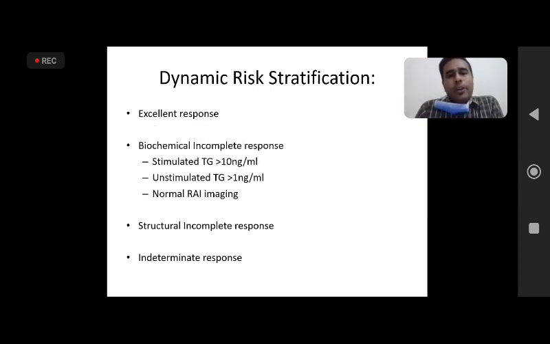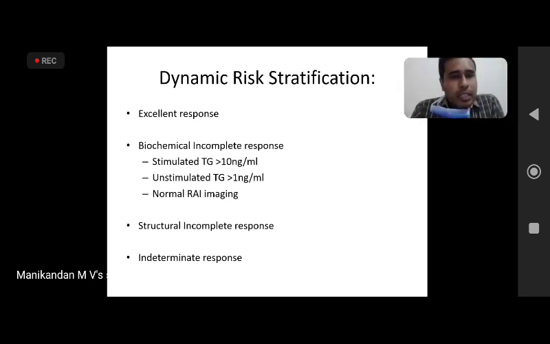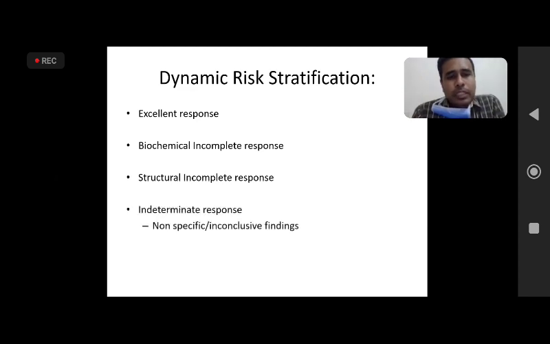So what is biochemical incomplete response? When the stimulated TG is more than 10 nanogram per ml, or the unstimulated TG is more than 1 nanogram per ml with a normal RAI imaging. This patient goes into the biochemical incomplete response. And then structural incomplete response, those patients who have evidence of structural disease on imaging, regardless of the thyroglobulin level. So who goes into the indeterminate response? The patients who have non-specific or inconclusive findings with a stimulated TG level which falls between 1 to 10 go into this indeterminate response.